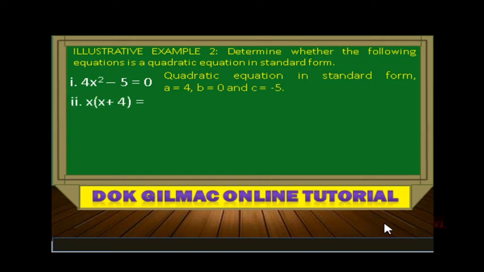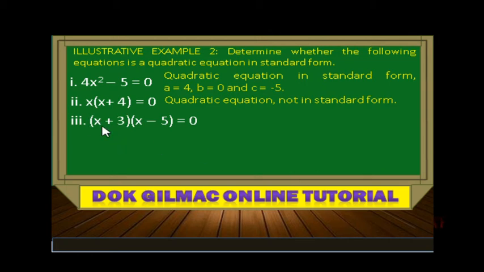Double I. x times the quantity x plus 4 equals 0. Quadratic equation but not written in standard form. We still have to get the product of this monomial and a binomial for you to be able to form this equation in standard form.